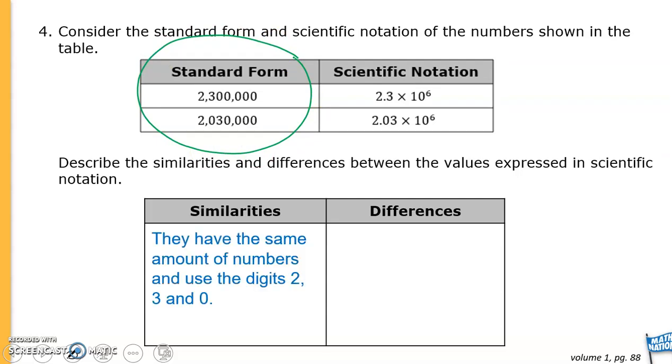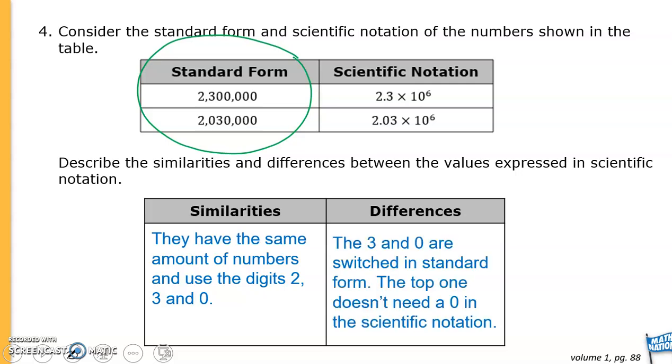You probably noticed that they have the same amount of numbers. They have 7 digits. They're in the millions, and they use the digits 2, 3, and 0. So as long as you have something like that in your notes, you're good. It does not have to be word for word. Then the differences is what we want to focus on.